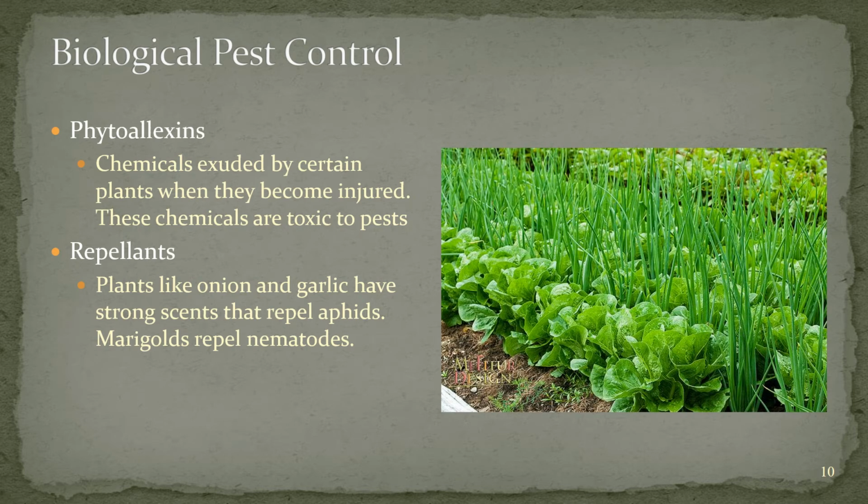So here you can see some lettuce that was planted with a whole bunch of onions to help dispel a lot of the insects that would feed on the lettuce.